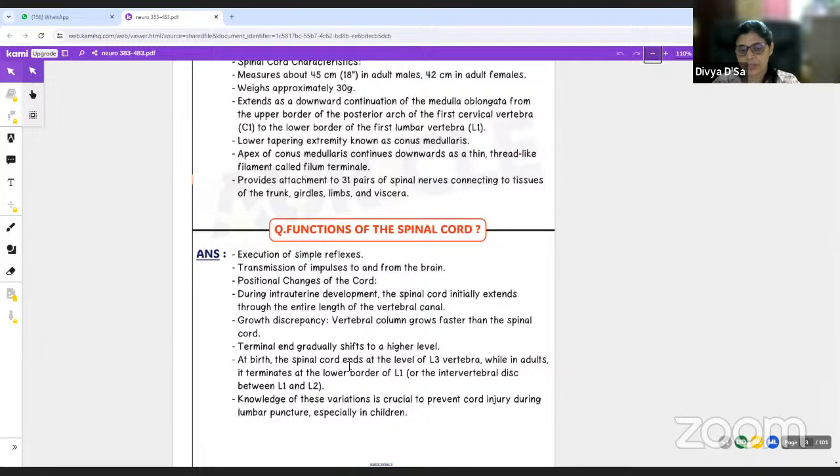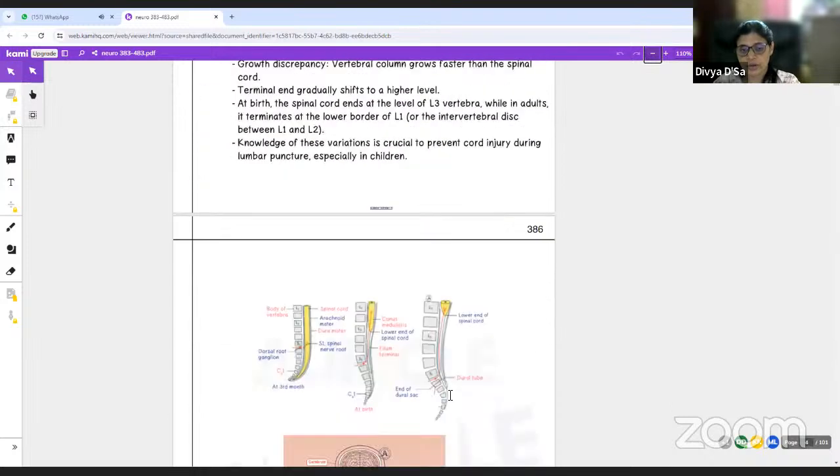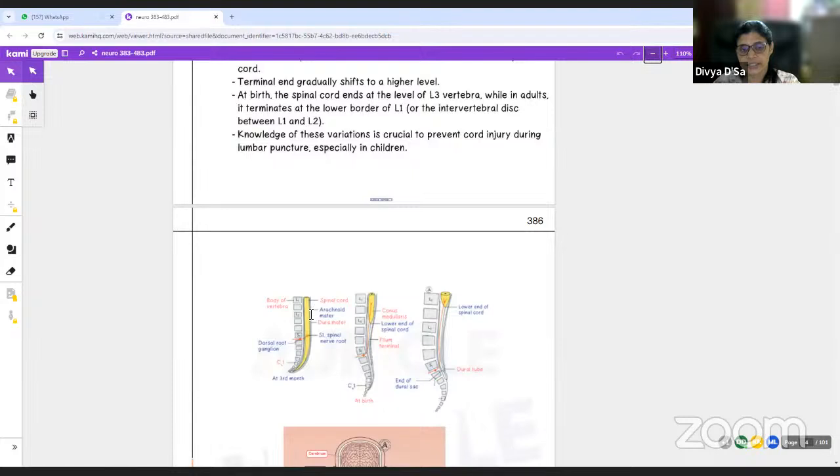At birth, the spinal cord ends at the L3 vertebra, while in adults, it terminates at the lower border of L1. This variation is very important because when we do a lumbar puncture in children and adults, the level varies, so as to avoid injury to the spinal cord. You can see here in intrauterine life, it is the entire length of the vertebral column. At birth, it shifts to the lower border of L3 and later it shifts to the lower border of L1.